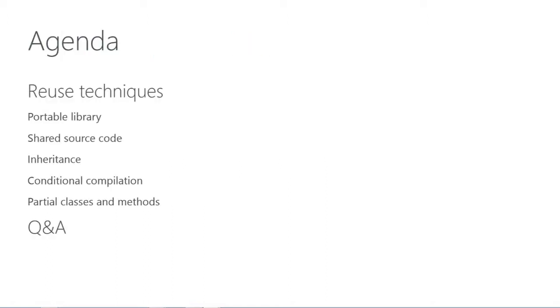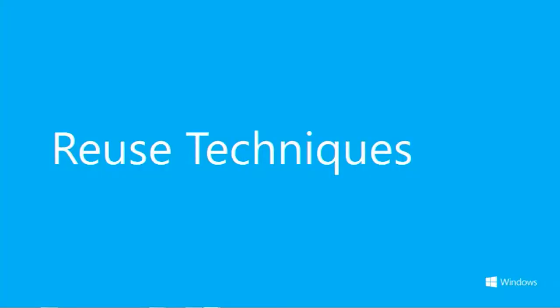So like I said, we're going to try and wrap all of the stuff that we've talked about over the past 3.5 hours into some reuse techniques. We'll talk about portable class libraries. We'll talk about sharing of source code between projects and between projects in a platform. We'll also talk about inheritance, conditional compilation using the pound if block, conditional blocks, and then finally partial classes and partial methods. We saw some of those in the previous session, but we'll go into that in a little bit more depth and maybe see some more demos as well.